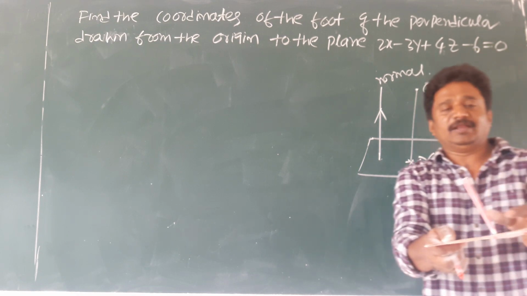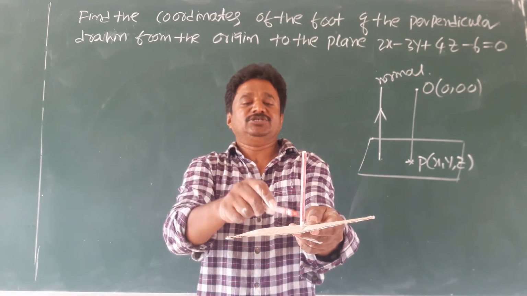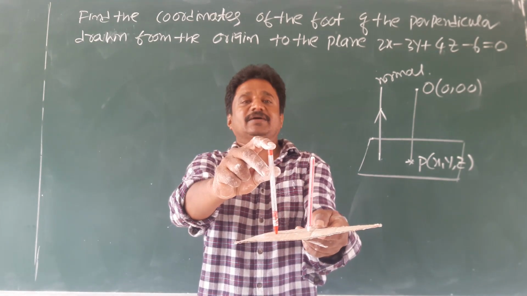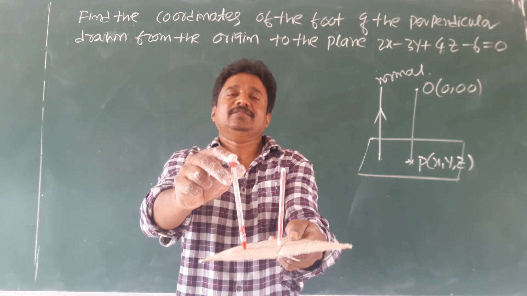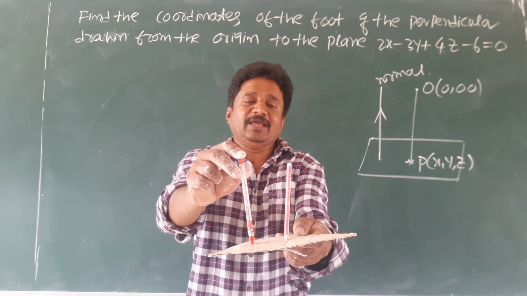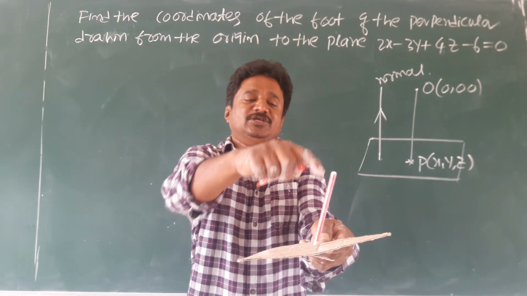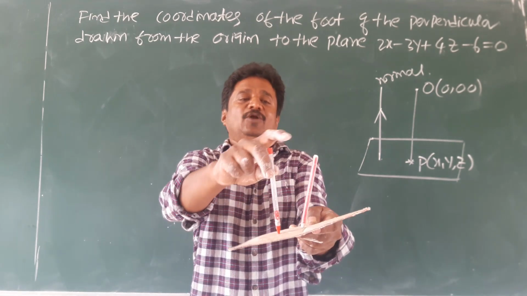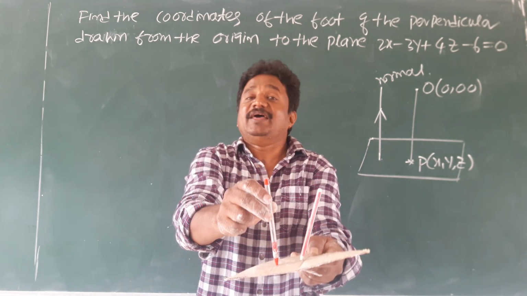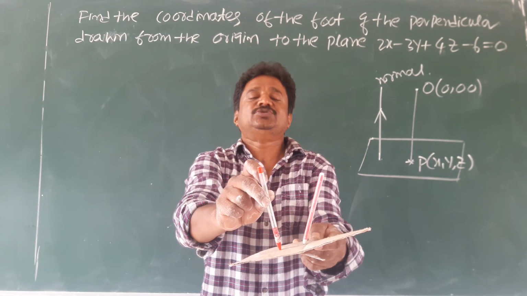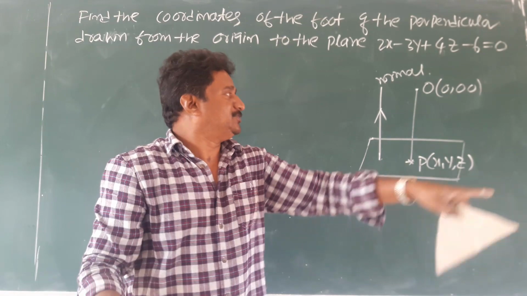This is the perpendicular drawn from the origin to the plane. This is the normal line, which I have drawn on the board. Normal means perpendicular. The normal line and OP are parallel. When two lines are parallel, their DRs are proportional. The same thing has been drawn on the board.